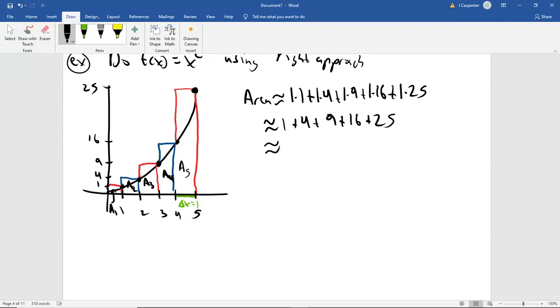5 and 9 is 14, plus 16 is 30, plus 25 is 55. So that was an overestimate. And I mentioned earlier that the exact area is actually 41 2/3. And if you average 55 and 30, you get 42.5, which is only 0.9 away from the actual answer.